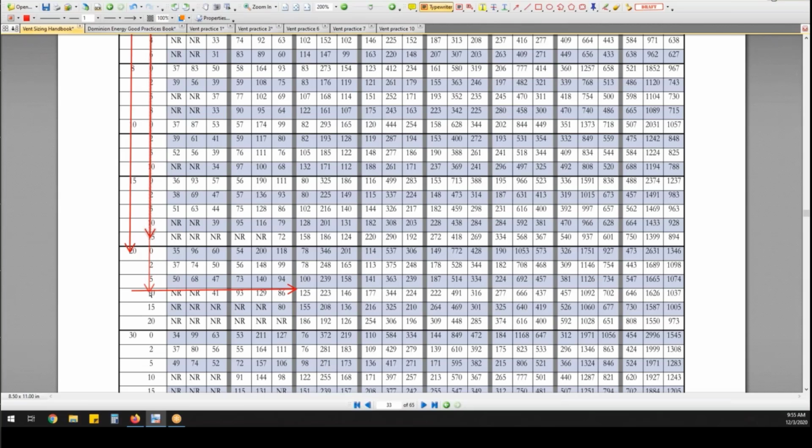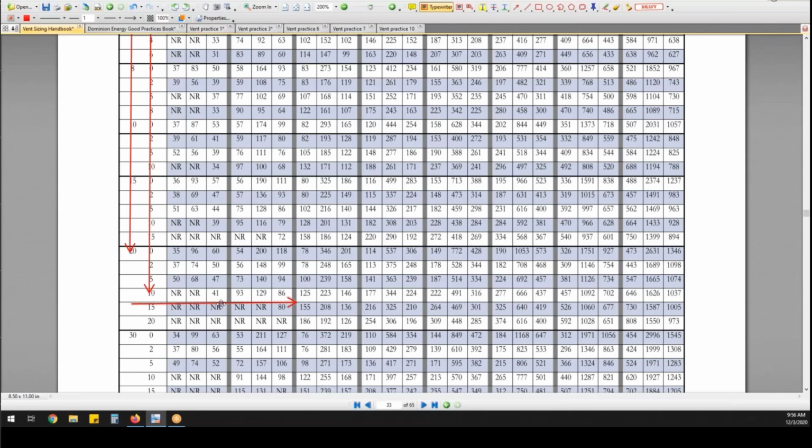I don't have 7 feet in my chart. So I go up on my lateral, because I know if a 10-foot lateral will work, well, a shorter lateral will definitely work. Because look at the difference here between 10 feet and 5 feet. 10 feet will only do 41,000 BTUs. 5 feet will do 47,000 BTUs. Okay? So I know if a 10-foot lateral will work, a 7-foot lateral will certainly work. So I go down on height, up on lateral.